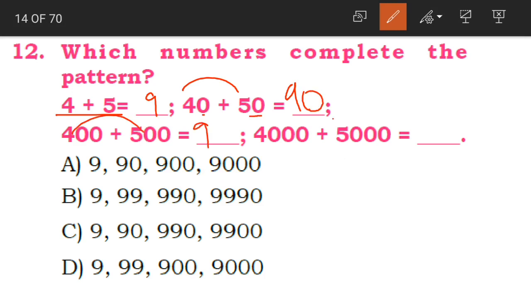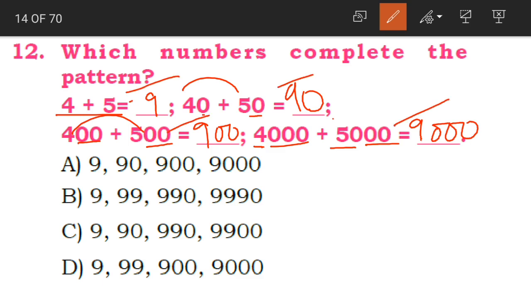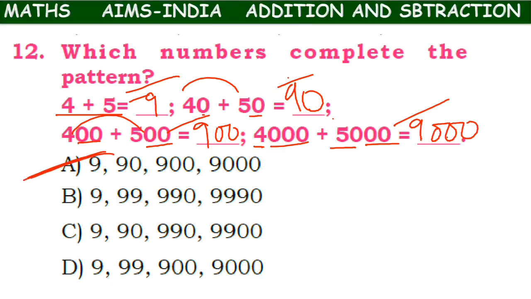So here 4 plus 5 is 9. We are having 2 zeros. So add 2 zeros in the answer. Again 4 plus 5 is 9, and then we are having 3 zeros. So add 3 zeros in the answer. What are the numbers we got? 9, 90, 900 and 9000. That is option A. I hope this is clear, children.